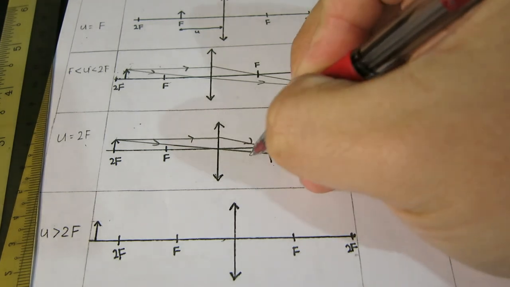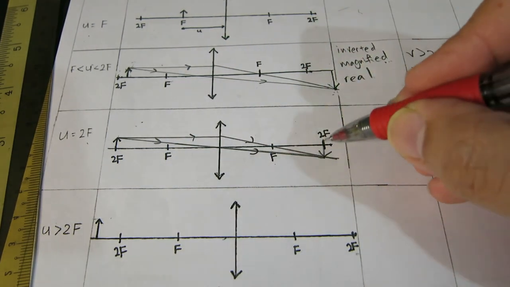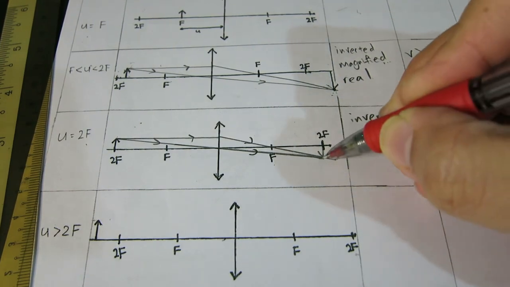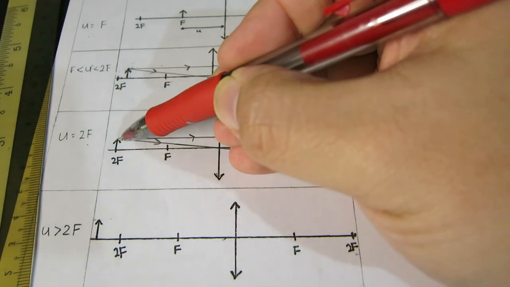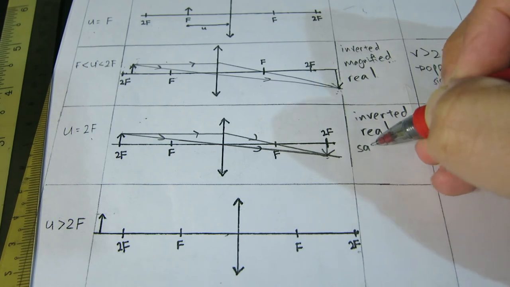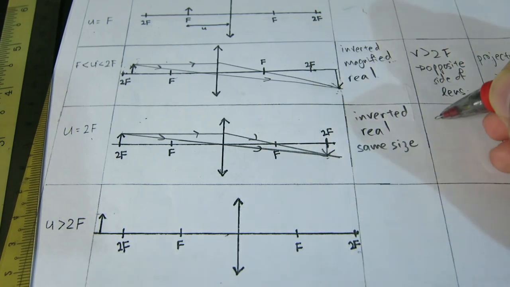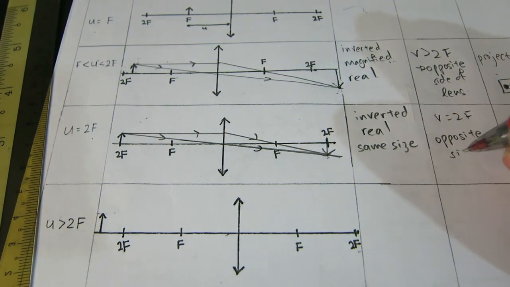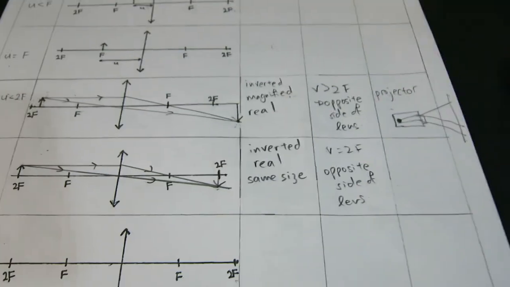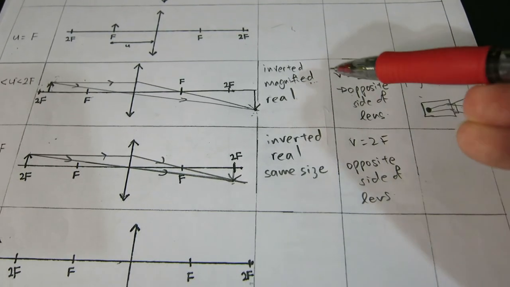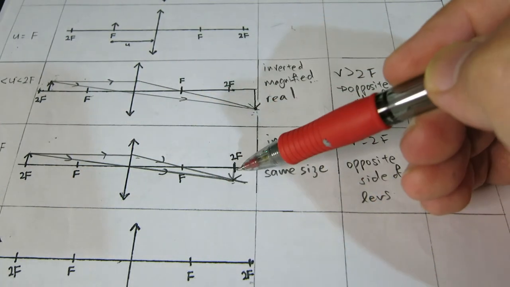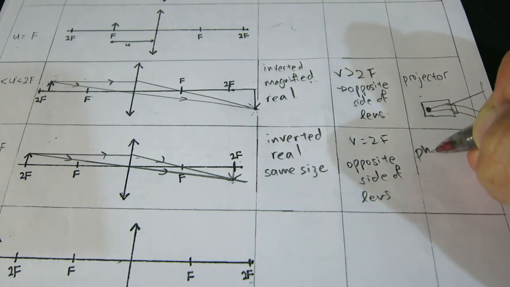Alright, don't forget your arrowheads, because if not, you lose marks. So what you see is that actually the image is inverted. It is real because the light rays actually converge here. And if you were to take a ruler and measure this and compare with this, you will realize that it's actually the same size. Where the image forms, it forms exactly at 2F on the opposite side of lens. So try to think of applications in terms of the school context. What is an application where I put an object, go through a lens, and form an image of the exact same size? Alright, it is a photocopier.